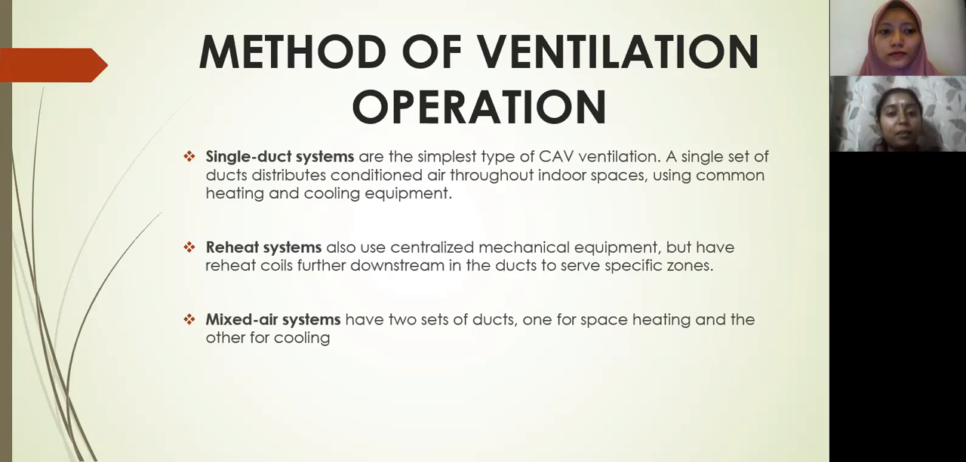There are three main methods of ventilation operation for an HVAC air distribution system, which are single duct system, reheat system, and mixed air system. Single duct systems are the simplest type of CAV ventilation. A single set of ducts distributes conditioned air throughout indoor spaces using common heating and cooling equipment. Reheat systems also use centralized mechanical equipment, but have a reheat coil further downstream in the duct to serve specific zones. Mixed air systems have two sets of ducts, one for space heating and the other for cooling.